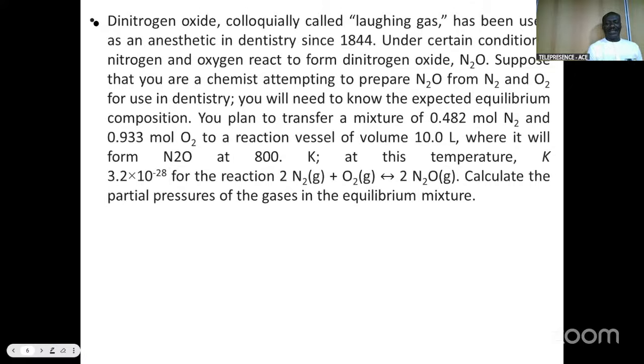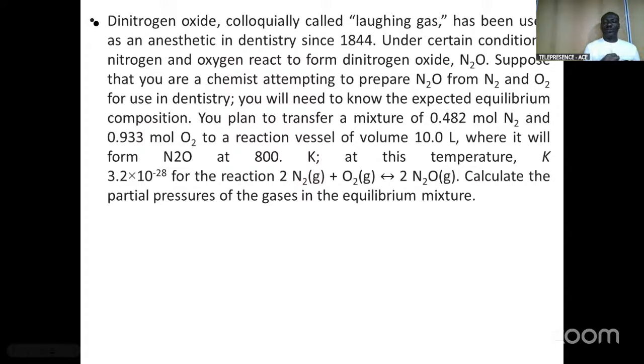All right, so let's see. This question says, let's try to use a question to illustrate all we did so far. The question says: dinitrogen oxide, which we know as the laughing gas, N2O, has been used as an anesthetic in dentistry since 1844. Under certain conditions, nitrogen and oxygen react to form dinitrogen oxide, N2O. Suppose that you are a chemist attempting to prepare N2O from N2 and O2 for use in dentistry. You need to know the expected equilibrium composition.